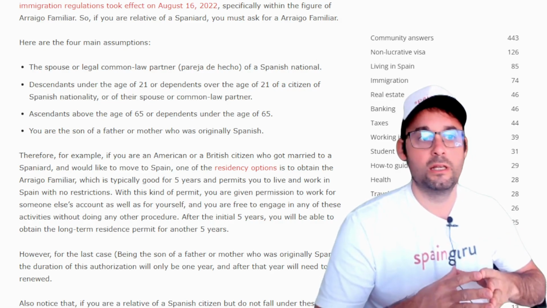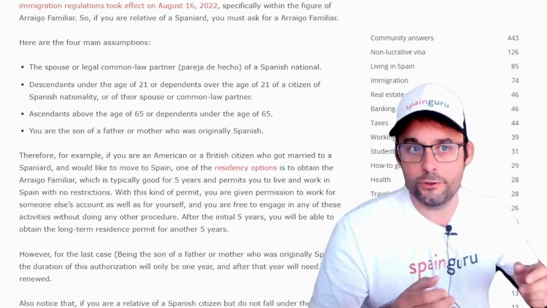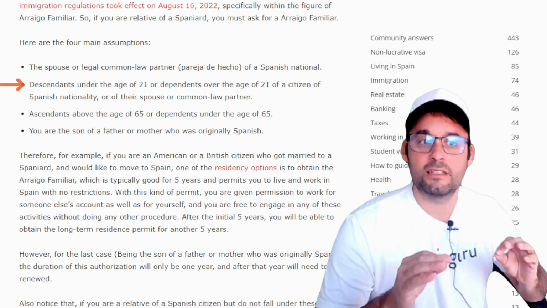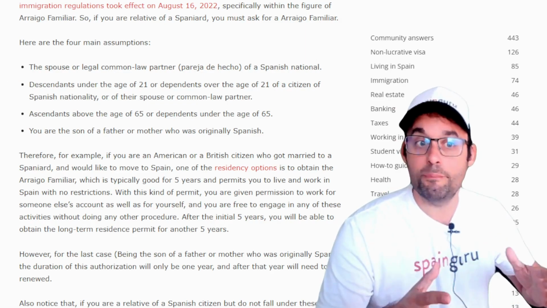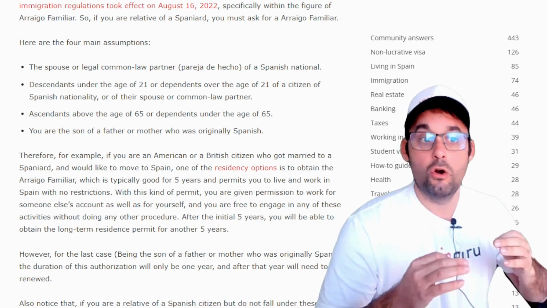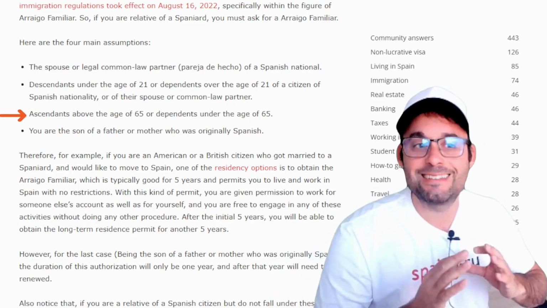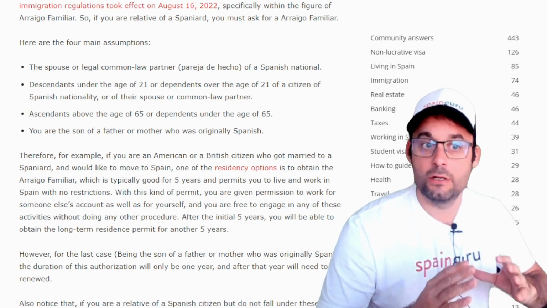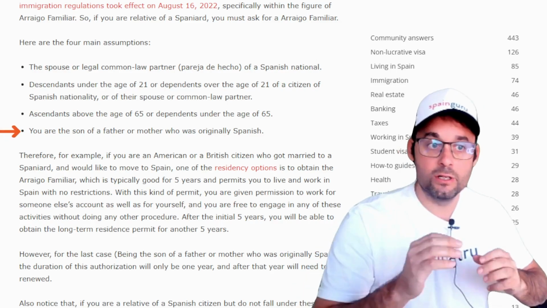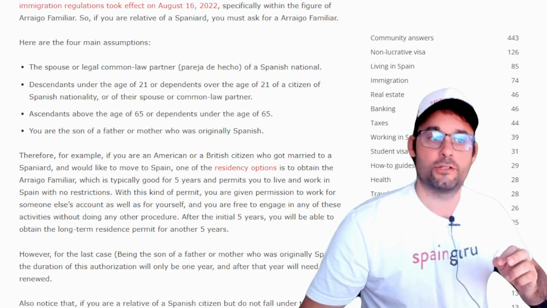Let's see the first one. You are the spouse or the legal common law partner, pareja de hecho in Spanish, of a Spanish national. Number 2. Descendants under the age of 21 or dependents over the age of 21 of a citizen of Spanish nationality or of their spouse or common law partner. Number 3. Ascendants above the age of 65 or dependents under the age of 65. And number 4. You are the son of a father or mother who originally was Spanish.